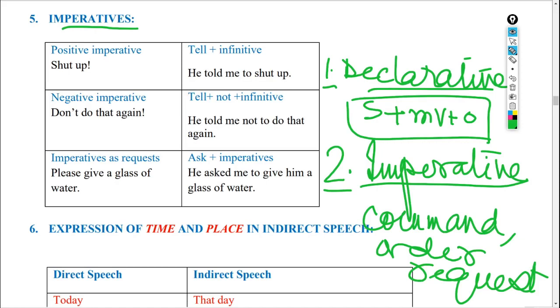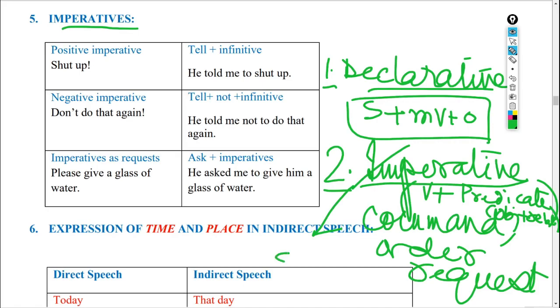And one more important thing is that you will have to see the structure of the imperative sentence. The verb comes first, and that will be followed by the predicate. Verb plus predicate. Predicate means object and the related terms. So normally the imperative sentence starts with the verb first, and after that there will be the object. Here we will see what changes are to be made to the reporting verb and the conjunction that we will have to consider.